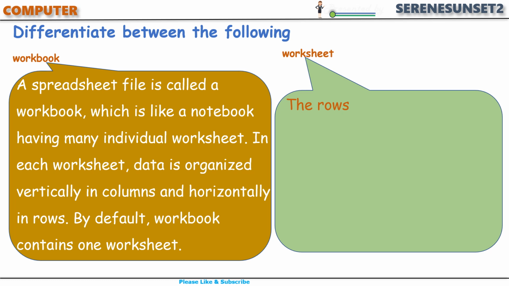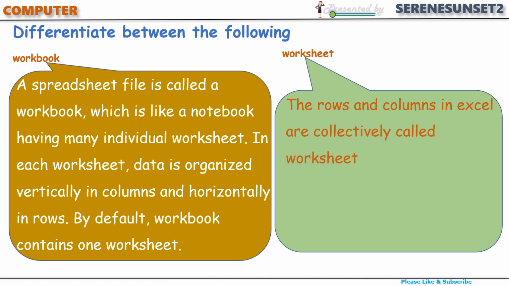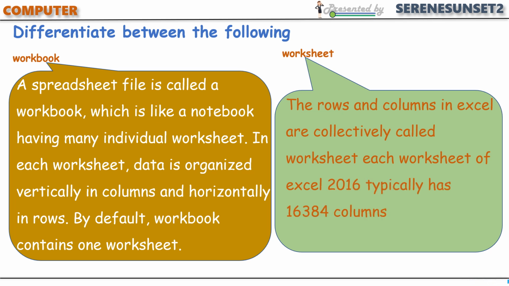Worksheet. The rows and columns in Excel are collectively called worksheet. Each worksheet of Excel 2016 typically has 16,384 columns and 1048,576 rows.